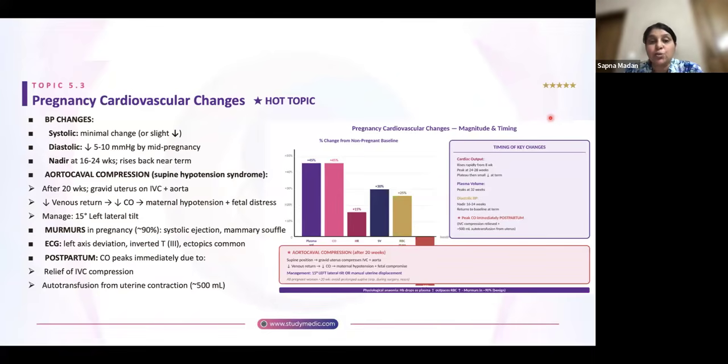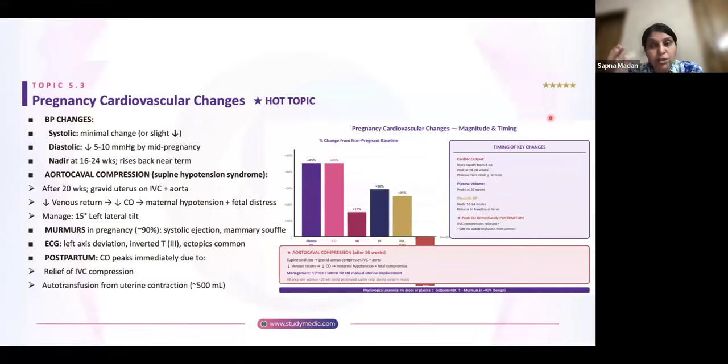Aortocaval compression, this is the supine hypotension syndrome. After 20 weeks, the gravid uterus is weighing on the inferior vena cava and the aorta. That is why you recommend that the patients lie on their left side, or even on the right side, but more on the left side, so that the pressure over the aorta and the inferior vena cava is relieved.